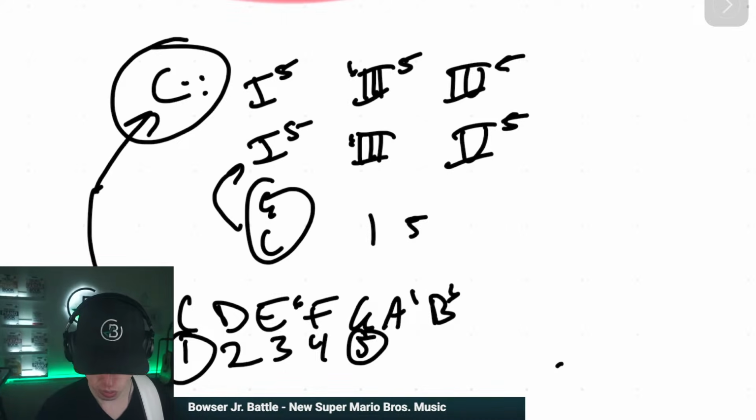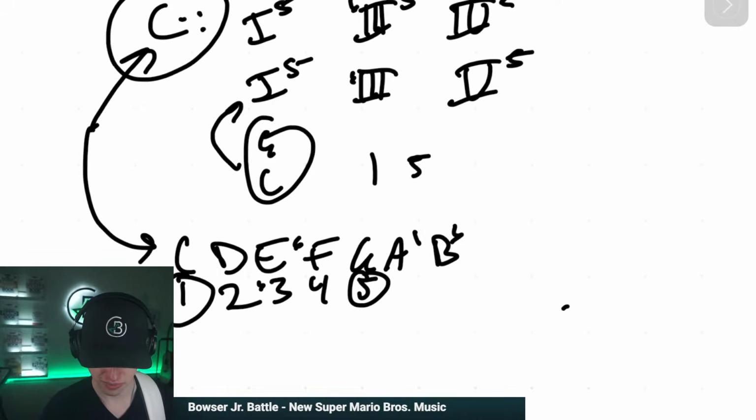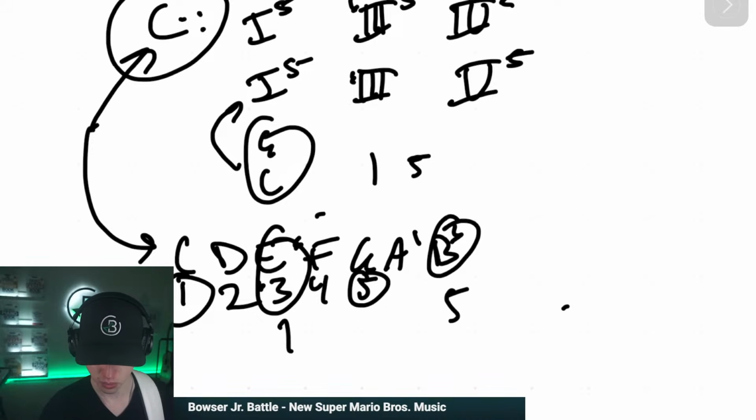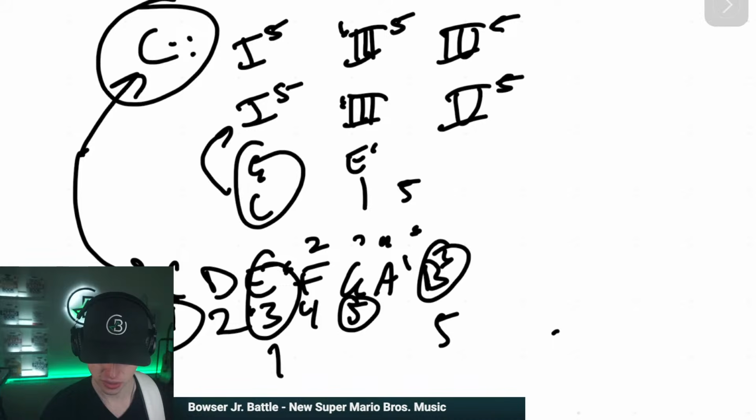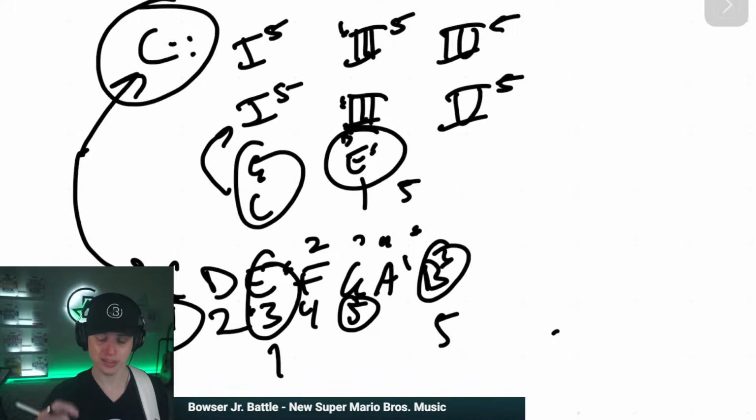Now, here's the thing. Well, what about for flat 3? Well, if we start on flat 3, which is E flat, and we count E flat as being 1, then B flat's going to be 5. Why? 1, 2, 3, 4, 5. Right, so we get an E flat and a B flat here. So E flat and B flat, that's going to create this power chord. A power chord always has the 1 and the 5.